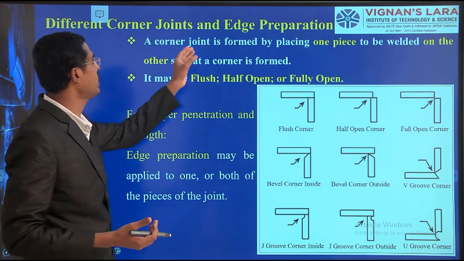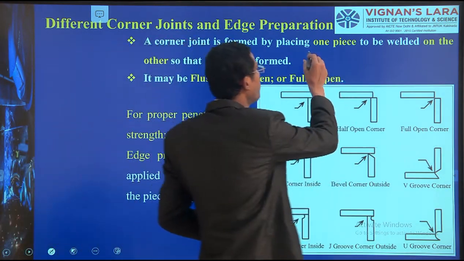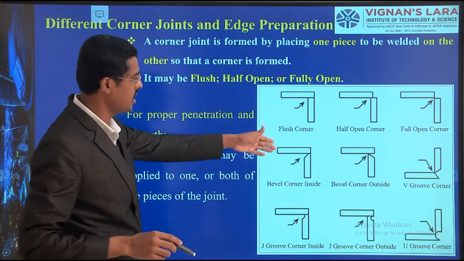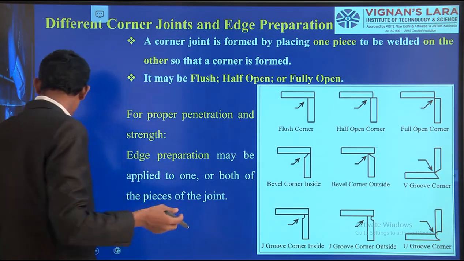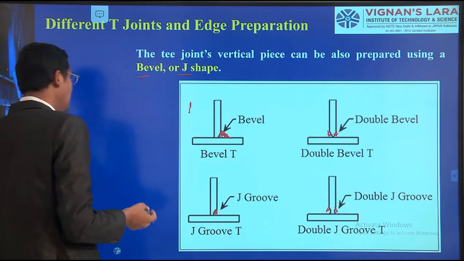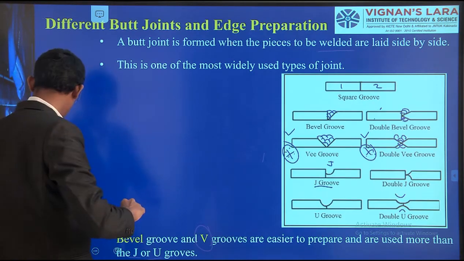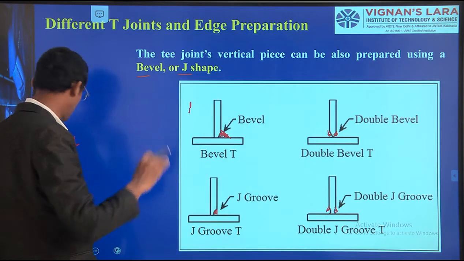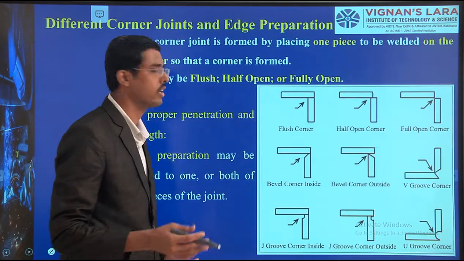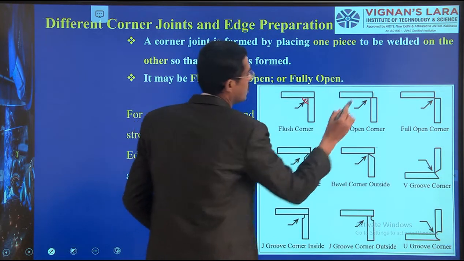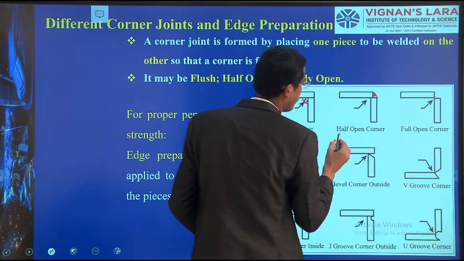Right. The corner joint is formed by placing one piece to be welded on the other. We have talked about T earlier, and earlier we talked about the butt joints. Likewise, I am coming to the corner joint now. So this corner, how can we weld? Here I can weld. This region I can weld. So this region I can weld.